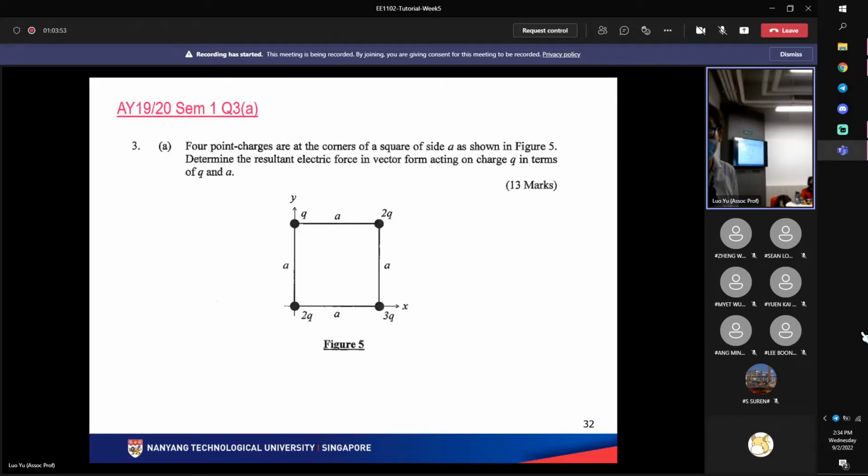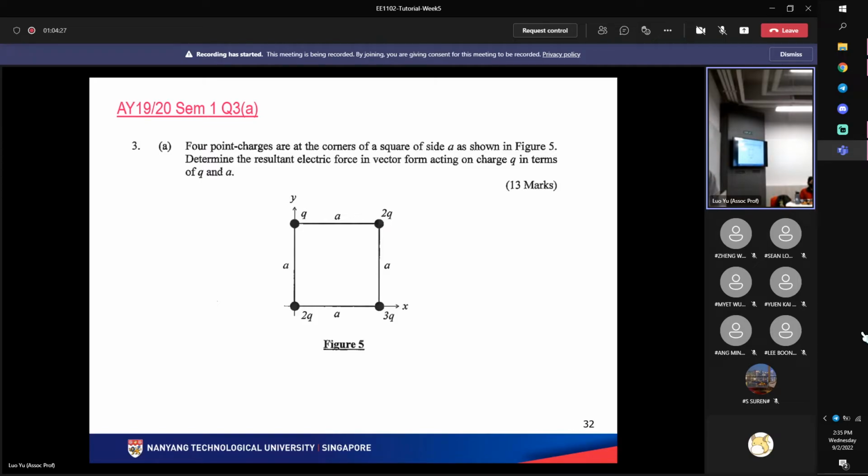So let's take a look at a more difficult one. This was tested about three years ago. We have four point charges at the corners of a square whose side length is a, as shown in this figure. I want you to determine the total electric force, in vector form, acting on the charge Q due to the other three charges.